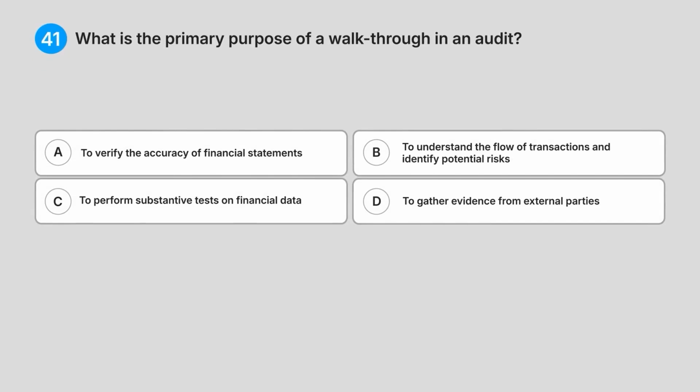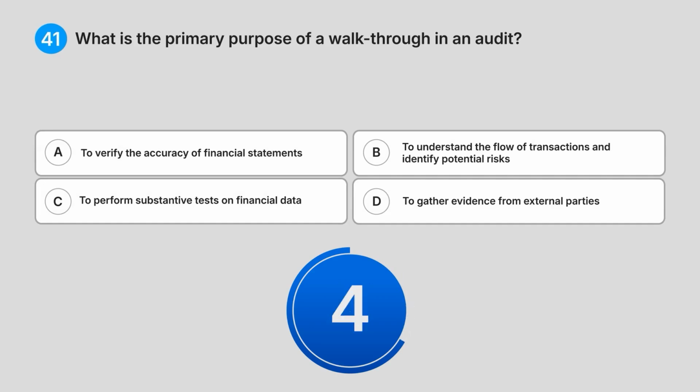41. What is the primary purpose of a walkthrough in an audit? A. To verify the accuracy of financial statements. B. To understand the flow of transactions and identify potential risks. C. To perform substantive tests on financial data. D. To gather evidence from external parties. Can you guess the answer?